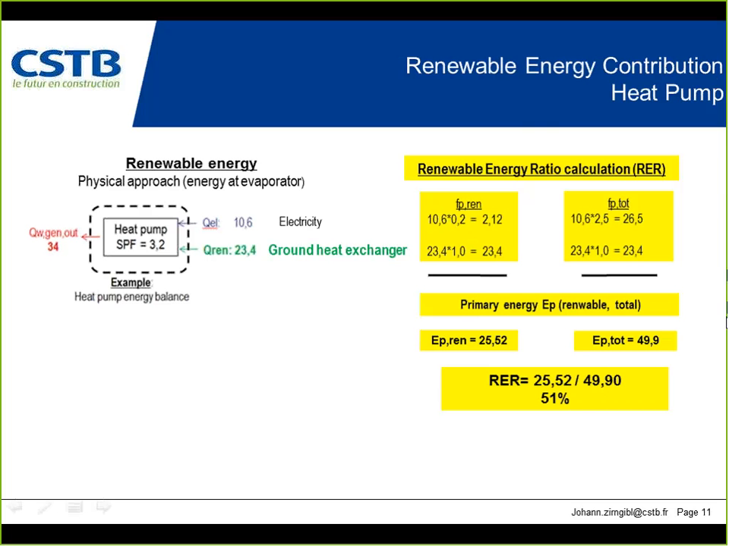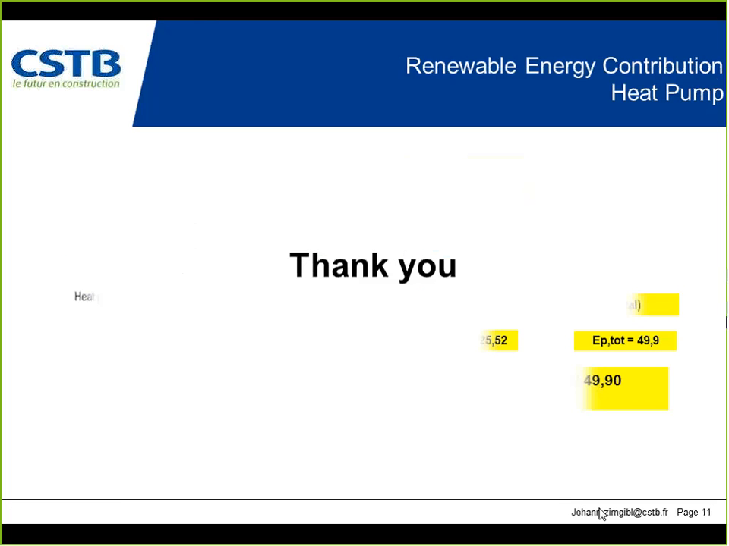And the values here are the primary energy factors for the different energy carriers, the renewable part and the total part. Okay, and then you have the RER ratio, the renewable energy ratio, which in this case is 51%. Okay, thank you. Sorry for a little bit of overtime.